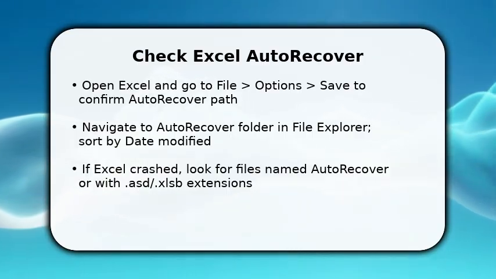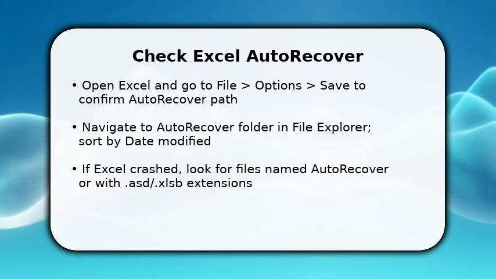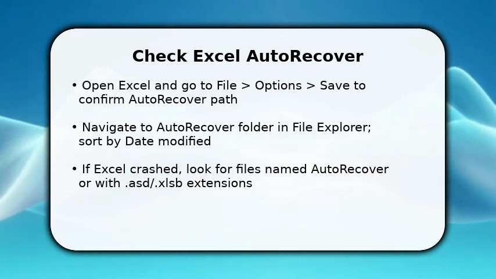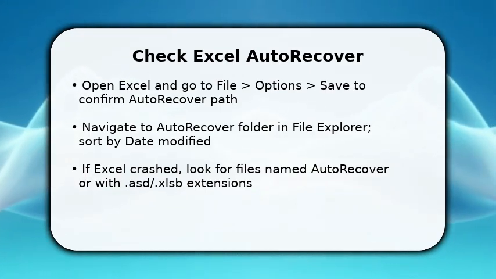You do this because Auto Recover stores temporary snapshots. Finding the newest one gives you the best chance to restore unsaved work quickly and accurately.